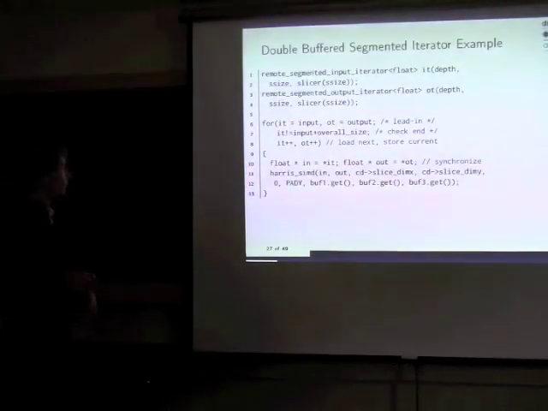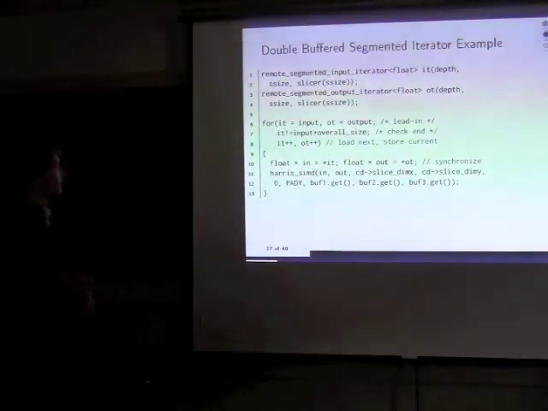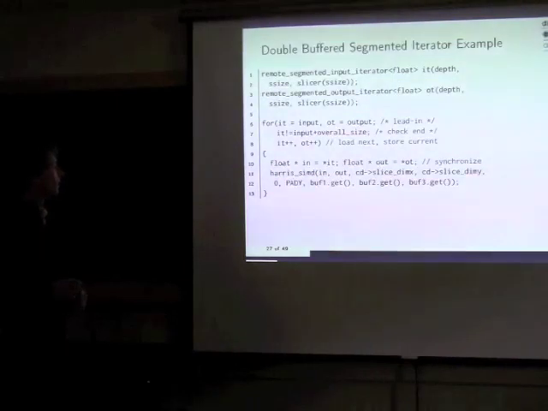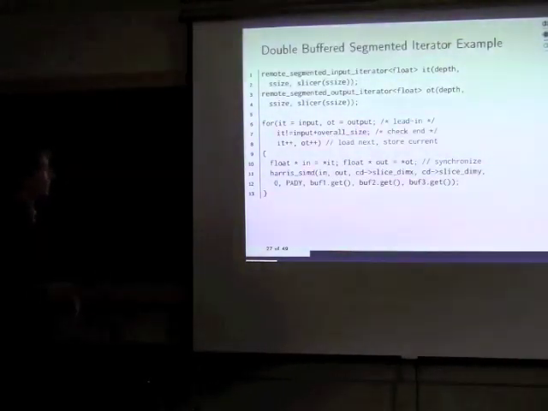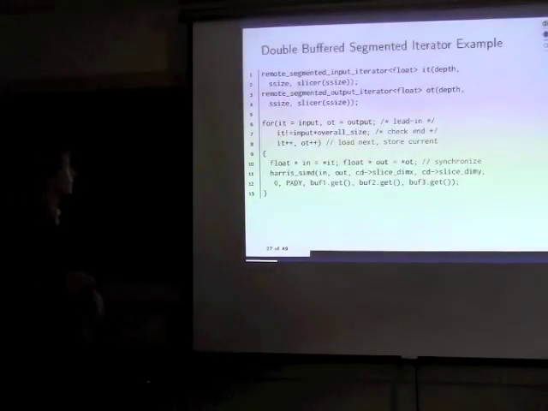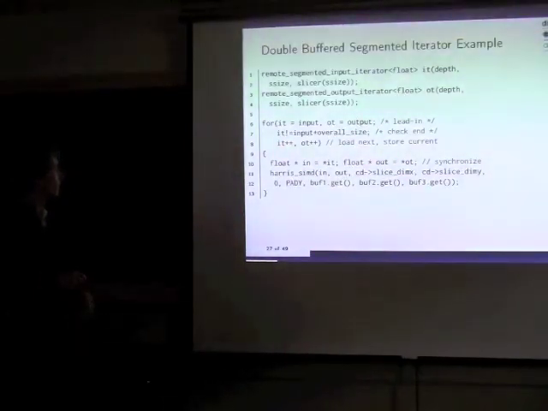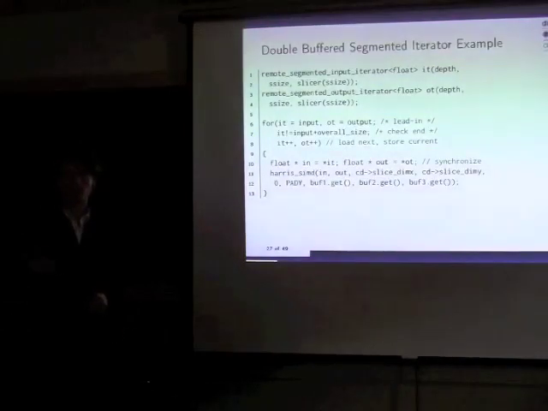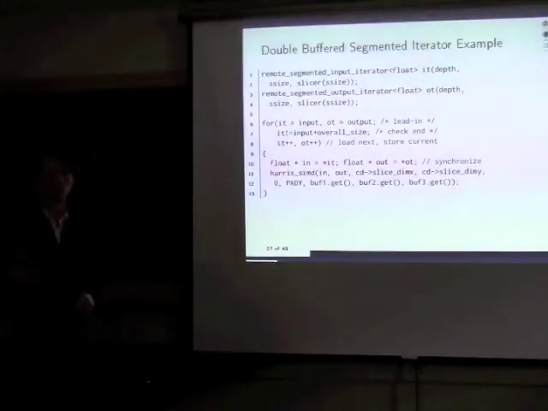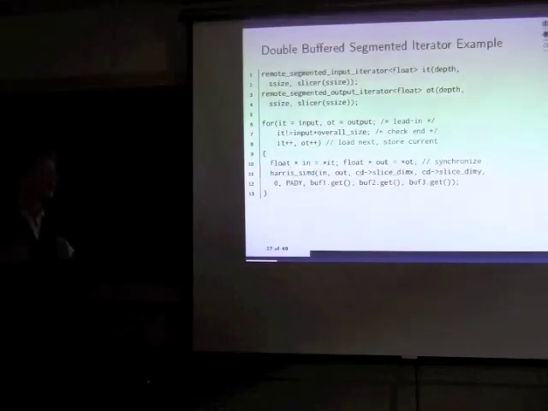Then we check if we reach the end. We just put the size of the vector we operate on there and add it to the address. Check the end, and then the load next and the store current operations. For the input iterator we say, okay, we're finished, load the next one. And for the output iterator, it means, okay, we have finished, store the result we put in now, and we want to use the next buffer now to write our results.